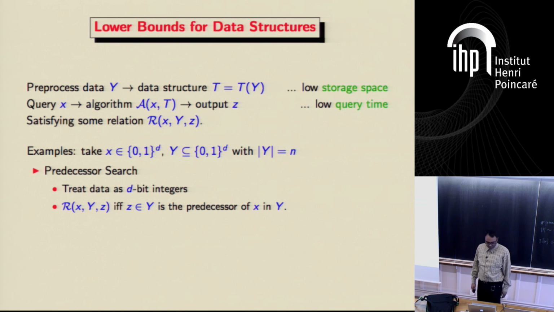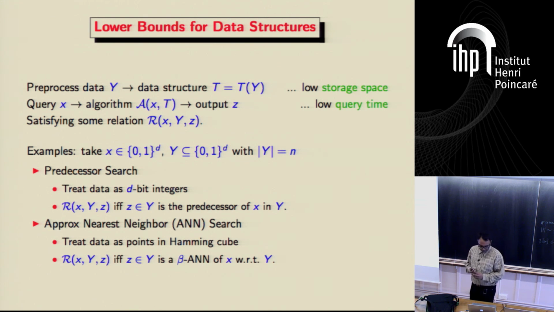Okay, so let's take a couple of examples. So you can look at predecessor search, where your data is d-bit integers. The query is a single d-bit integer. And the goal is, what is the predecessor in the data? What is the predecessor in this data set of the query, right? So what's the number in the data set that is just before X? Okay.